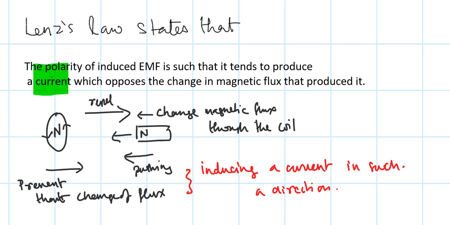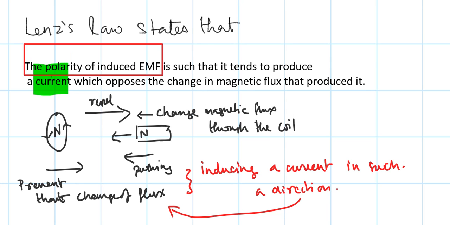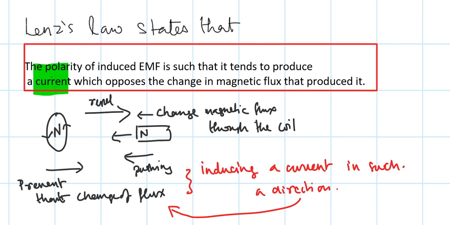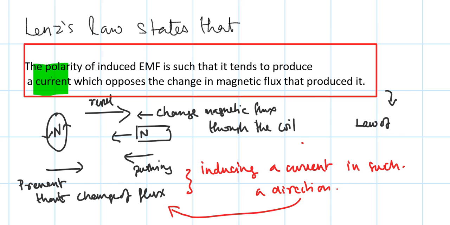So that's what it is doing. It's inducing a current in such a direction that would prevent the change in flux. That's what the entire statement is. So the polarity of the induced EMF is such that it tends to produce a current which opposes the change in magnetic flux that produced it. And this statement, this law, is in fact in accordance with the law of conservation of energy.